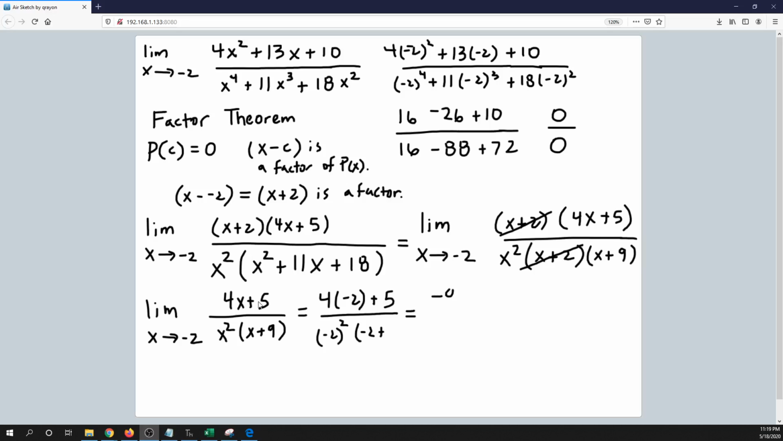And so we get -8 plus 5 on top. On the bottom, oops, let me finish that here. On the bottom, I get negative 2 squared. That is a positive 4 times 7. All right, and then keep simplifying that. On the top, I get negative 3. On the bottom, I get 28. Okay. This does need to be reduced, but 3 doesn't go into 28 evenly, right? And so that's the final answer on this problem here.